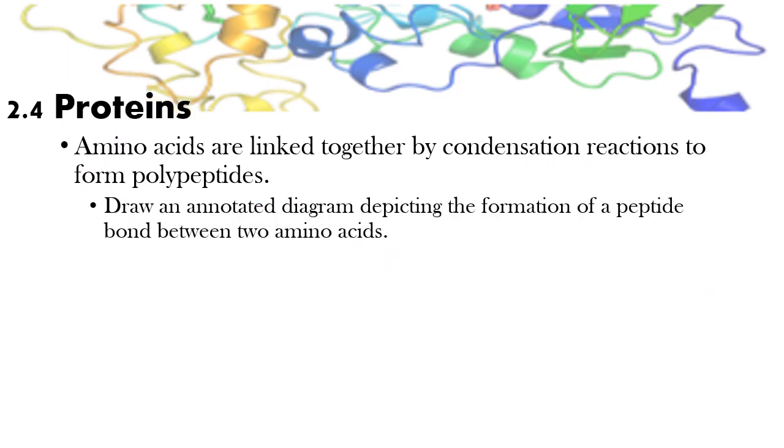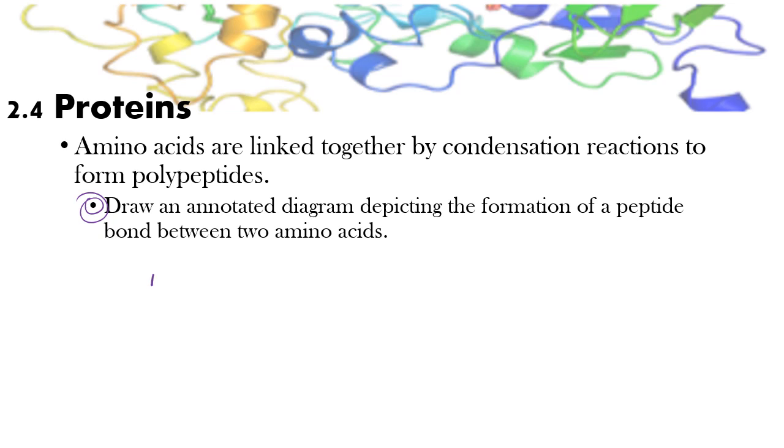One of the things that IB loves to ask us is to draw an annotated diagram depicting the formation of a peptide bond between 2 amino acids. If you need to back up the video and look at that picture before we start to draw together, that's fine. But I'm not going to make you draw. We're drawing together. So we're going to start with 2 amino acids.